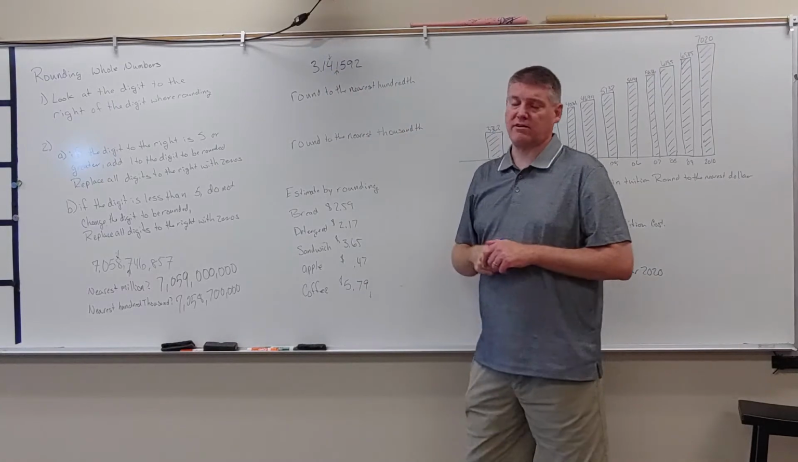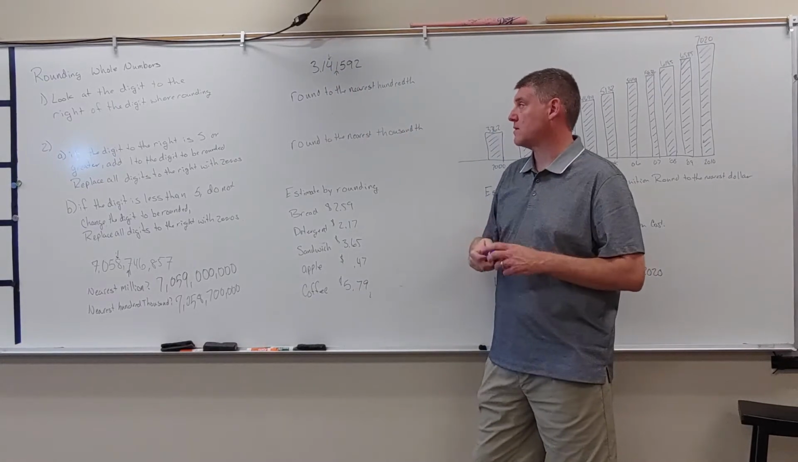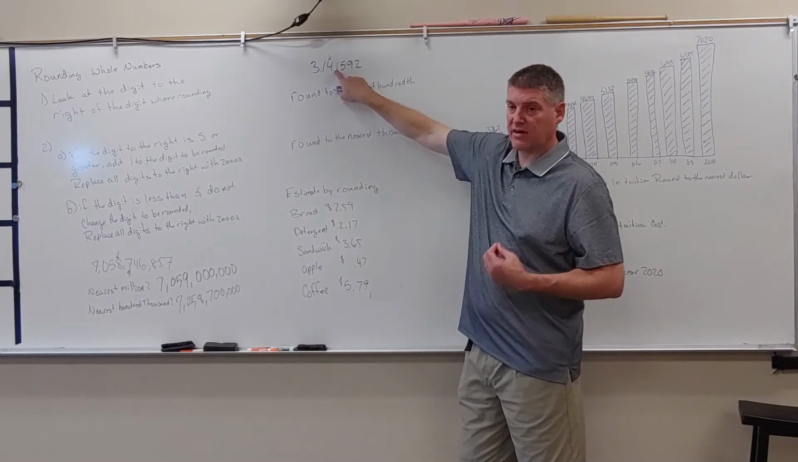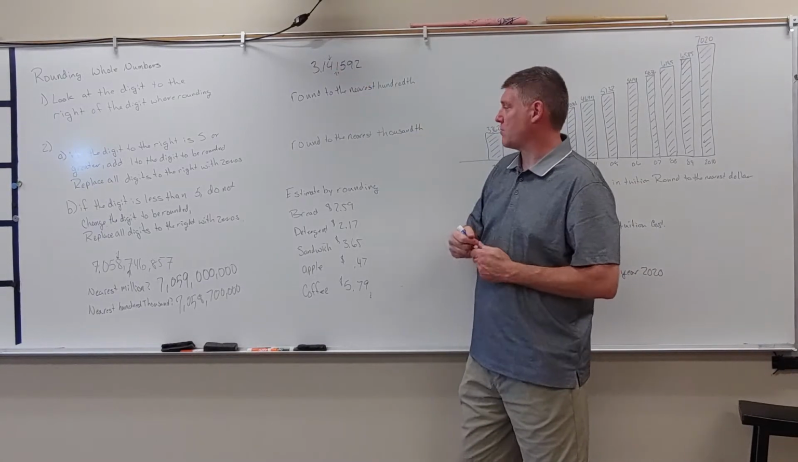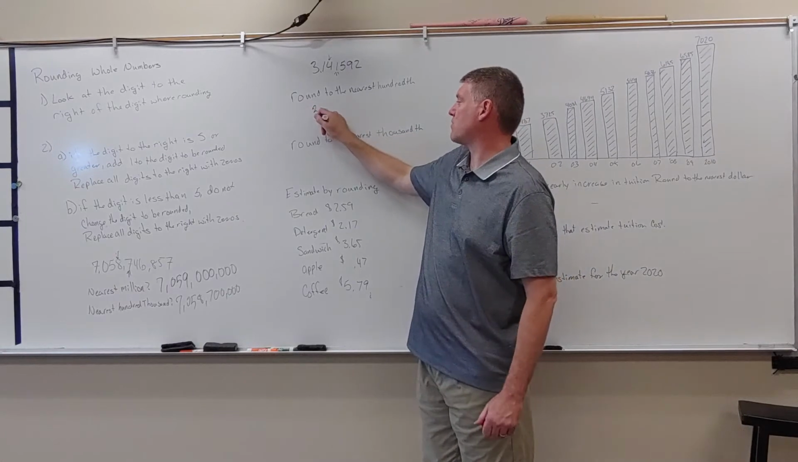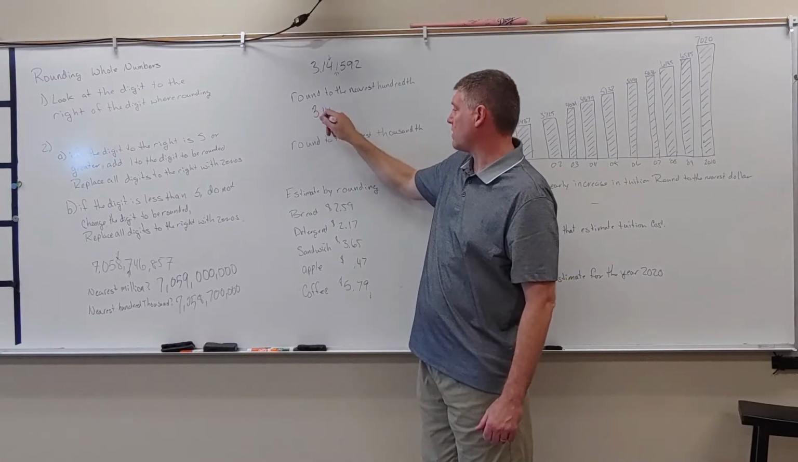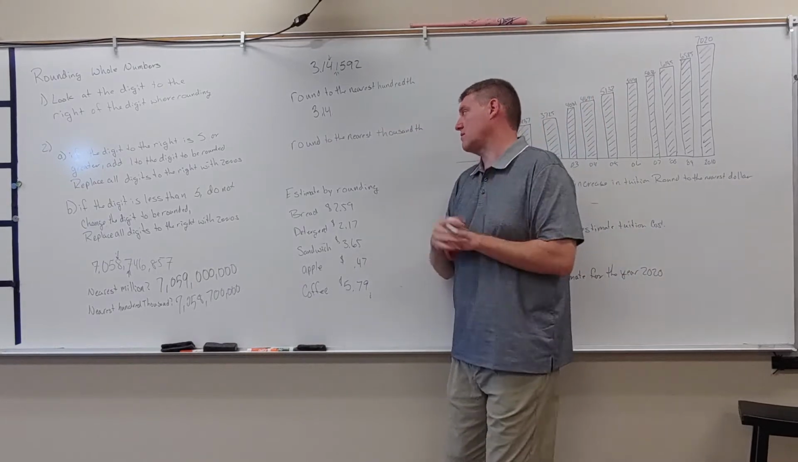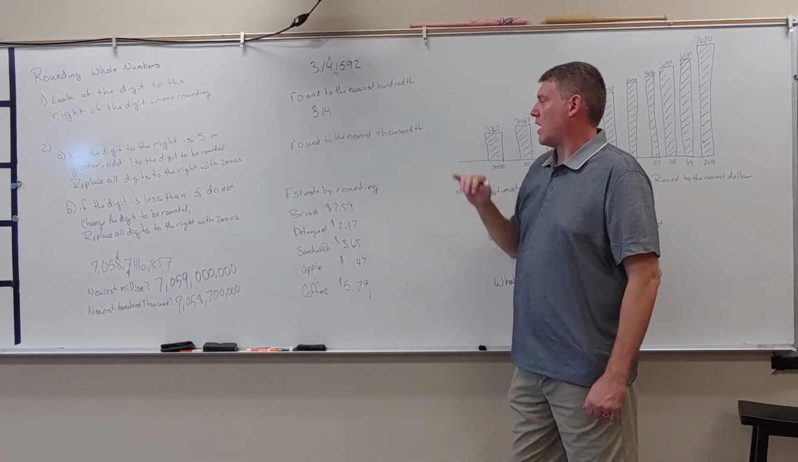So this one says round to the nearest hundredth. So the 4 is my hundredth place. So I'm going to look here to the 1. 1 is less than 5, so I'm not going to change that 4. I'm not going to add 1 to it. This becomes 3.14. I don't have to put zeros in there. If you do, it's not the end of the world.